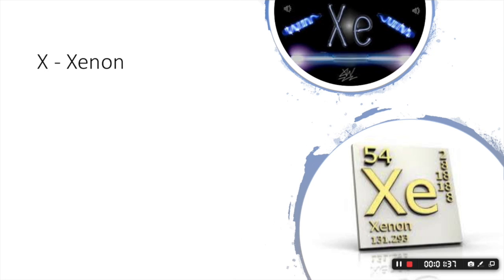X is for xenon. Xenon is an element found in the periodic table. Xenon is a noble gas, meaning it is not reactive and has a full outer shell with 8 electrons. It is found in Earth's atmosphere in trace amounts and is both colorless and odorless.